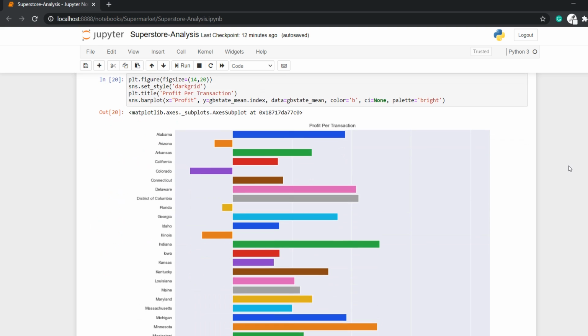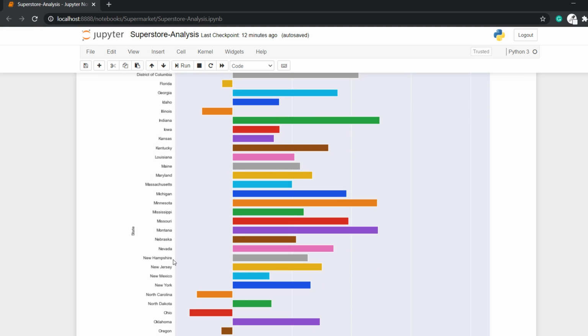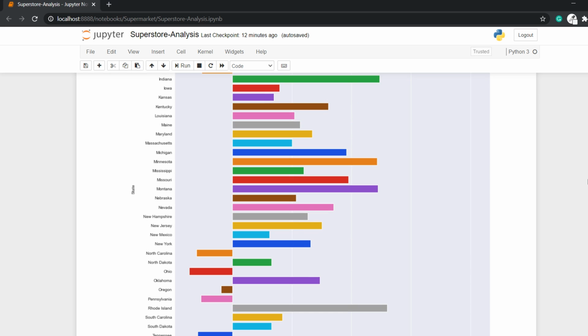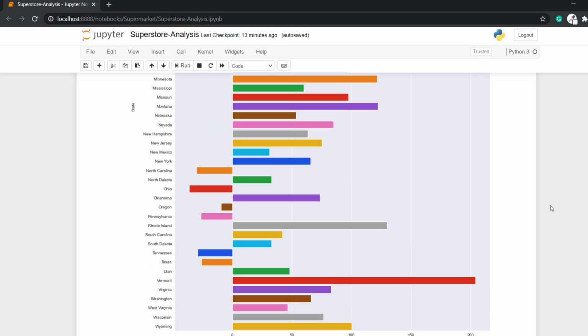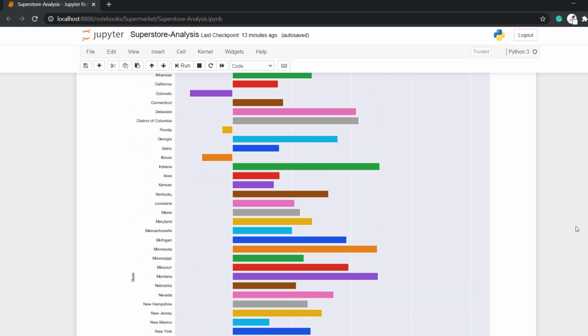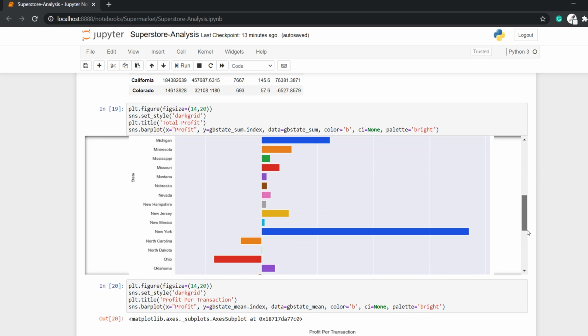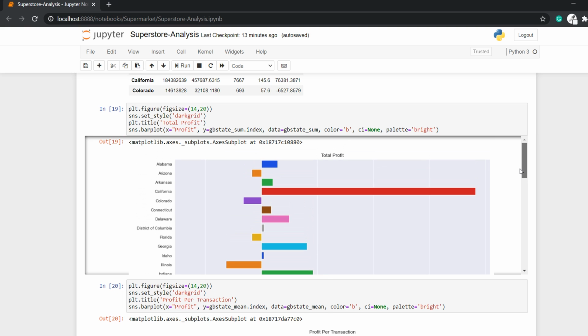But when we see the profit per transaction, we can see the same California and the New York, which were outperforming in the total profits. Here they are boiled down to the average profit per transaction, whereas Vermont is performing very high in the profit per transaction. This means that sales in Vermont are lesser than New York and California, but the profit made per sale is highest in Vermont, whereas you can see here California and New York are making a lot of profit in total because their sales are also high.